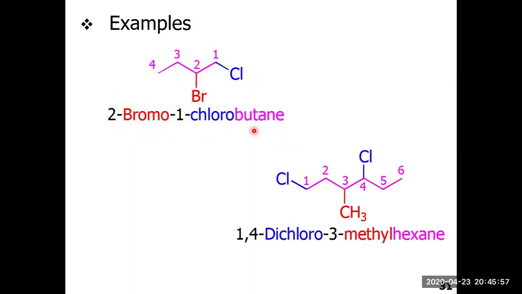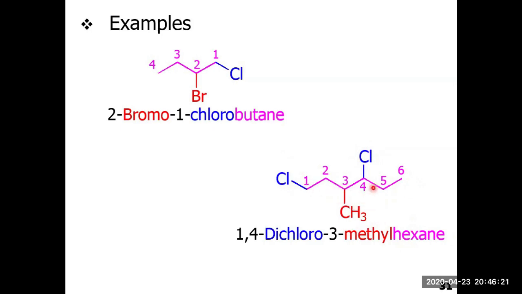Now let's look at this example. So the first thing we have to do here is actually to find the longest continuous carbon chain, and that will be the parent. So in this example, we have 6 carbon atoms, and that is your hexane. Now, if you look at the substituents, you have a chloro substituent here, you have a chloro substituent here, and you have a methyl substituent here.